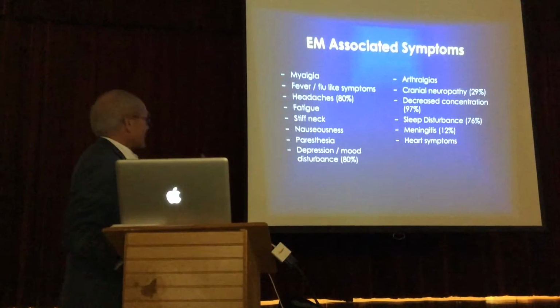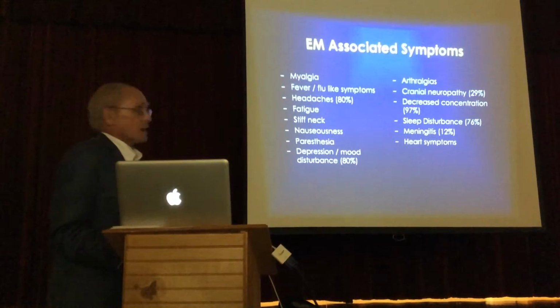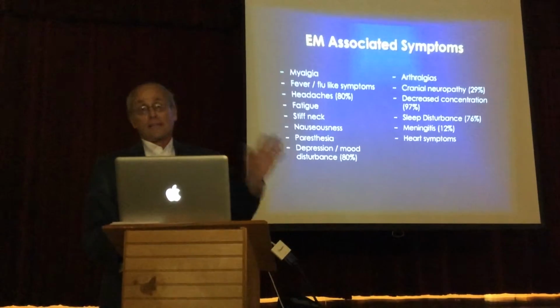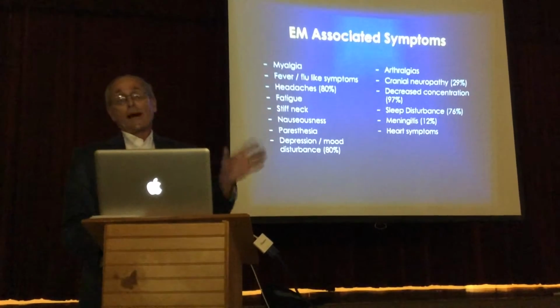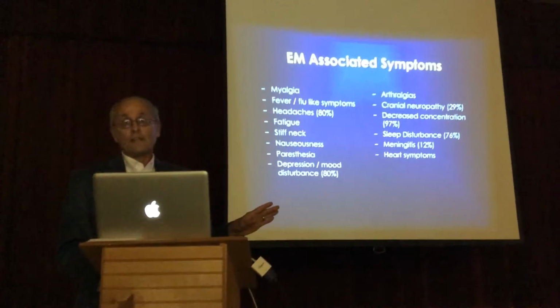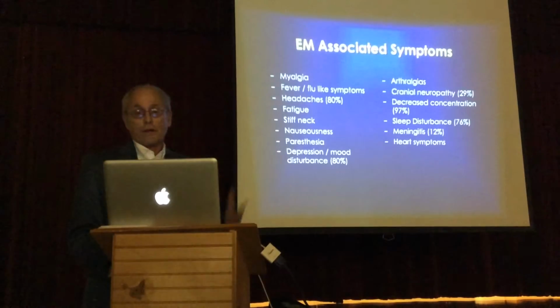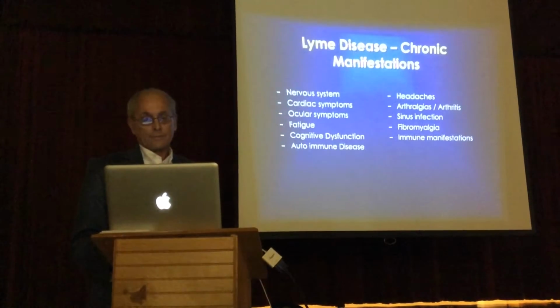And you can get cardiac symptoms, sleep disturbance, decreased concentration, cranial nerves, and it doesn't have to be the classic that's in the literature of bilateral Bell's. That's pathognomonic for Lyme disease, but I've seen plenty of people who have unilateral Bell's palsy or another cranial nerve.